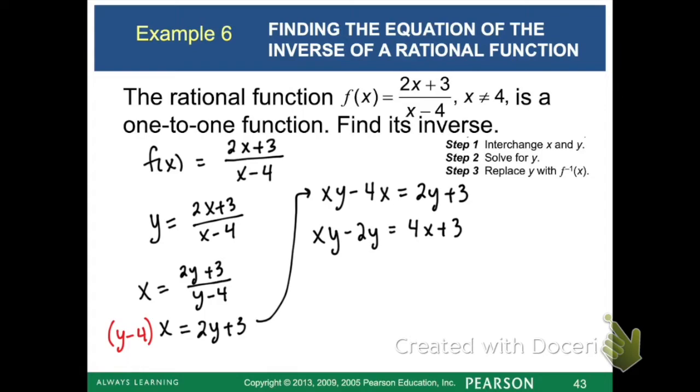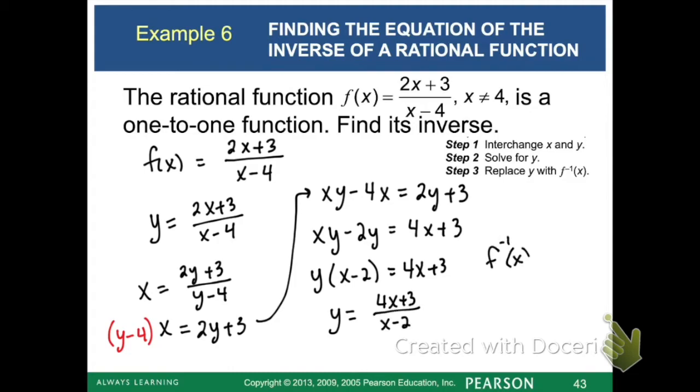Okay, my next step, I'm going to undistribute. I'm going to pull out a y from the xy minus 2y. So I'm undistributing that, pulling out a greatest common factor here. Now, instead of having 2 y's written in my problem, I just have 1 y. My last step, I need to get rid of the x minus 2, so I'm going to divide that over. And then replace y with f inverse of x.